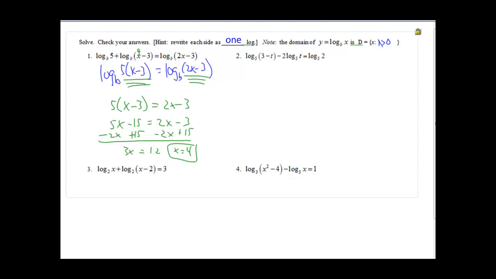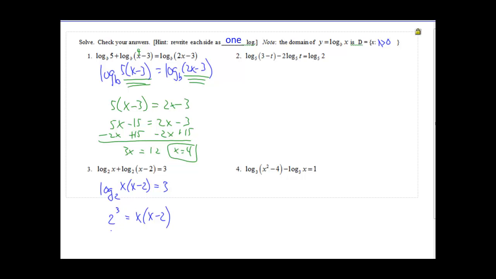For 3, if we combine logs, the plus again signifies multiplication. So the property says that we can multiply x times x minus 2 and set that equal to 3. Notice we have a log on the left and nothing on the right. Technically we have just a 3, so we don't have another log. So if we have one log set equal to some number or a variable, let's rewrite it exponentially. Exponentially, the base is 2, 2 to the power of 3, and that should equal our answer, x times x minus 2.